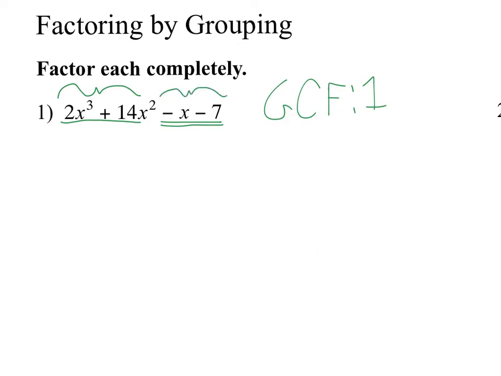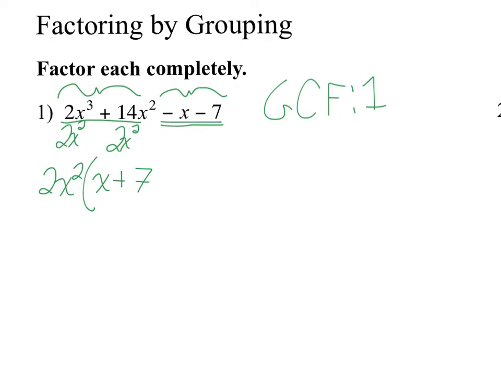So if I look at 2 and 14, I know that 2 goes into both of those. And I have an x to the third and an x squared, so I can take out an x squared from each of those. So I'm going to take out a 2x squared and see what I'm left with. This is division. 2 divided by 2 is 1. If I have x to the third and I take out x squared, I'm left with just an x by itself. And then for the second piece, 14 divided by 2 gives me a positive 7. And x squared divided by x squared goes away.